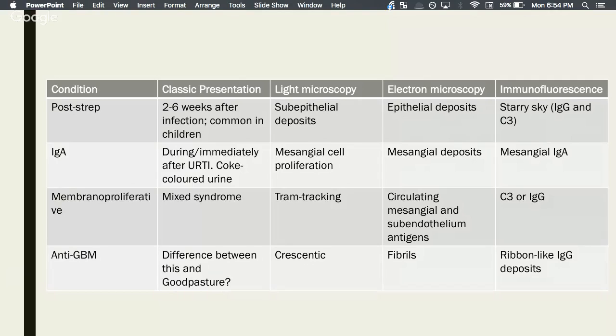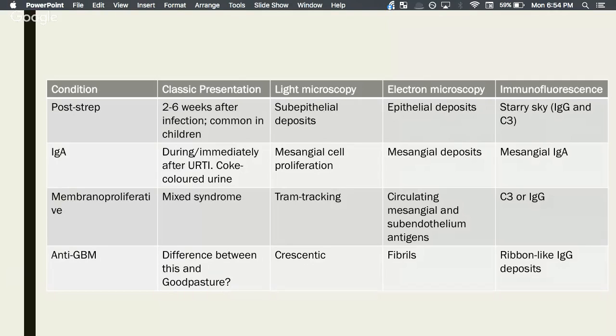IgA, that's during or immediately after. So like in this question, he had it 4 days after an URTI. So it's already painting an IgA picture. They tend to be older than post-strep, and you have basically IgA on immunofluorescence.